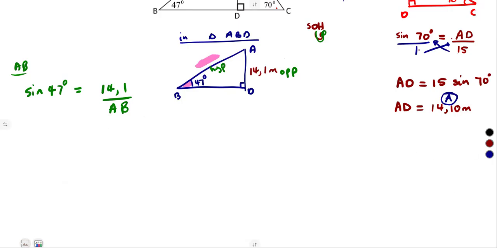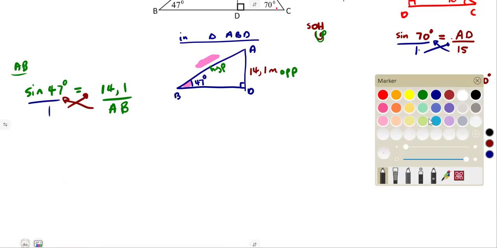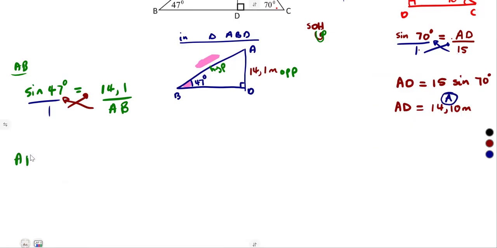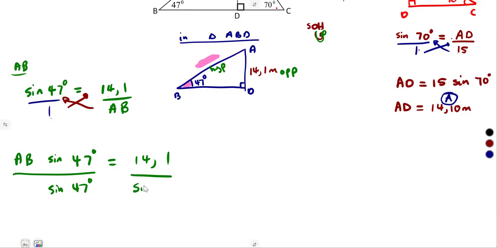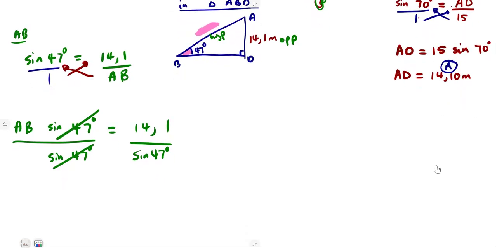To find AB, as we can see, this is the same as over 1. We can cross multiply. So it's AB times the sine of 47 degrees being equal to 1 times 14.1. To find AB, simply divide by the sine of 47 degrees on both sides. This is going to cancel, and we have our AB as this.